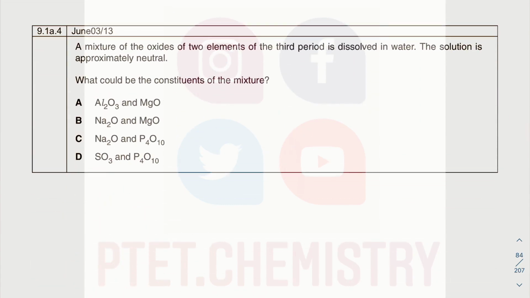So this next question is asking you, well, it's telling you you have a mixture of the oxides, you dissolve in water, but the pH is roughly neutral. Either the two oxides react with each other, or the two oxides are insoluble in water, or the two oxides are simply neutral. Okay.